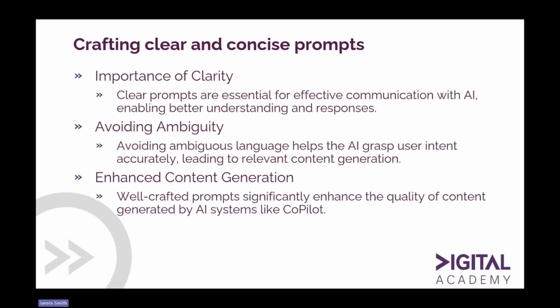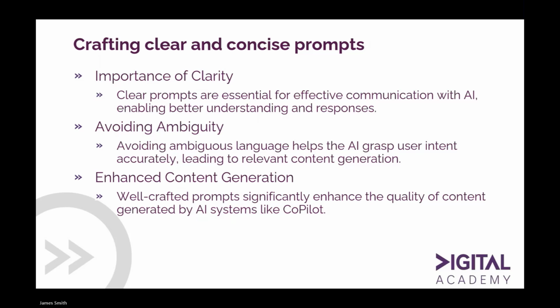So with regards to prompting, the thing to ask for is you need to be clear and concise. So when you're asking Copilot to do something, you need to be very clear in what it is that you're asking for. Avoid ambiguous language. It uses these large language models, so you need to be very clear and specific into what it is that you want. And what you will find as you start to use it, a well-crafted prompt really does make a big difference to the quality of content that it's generated.